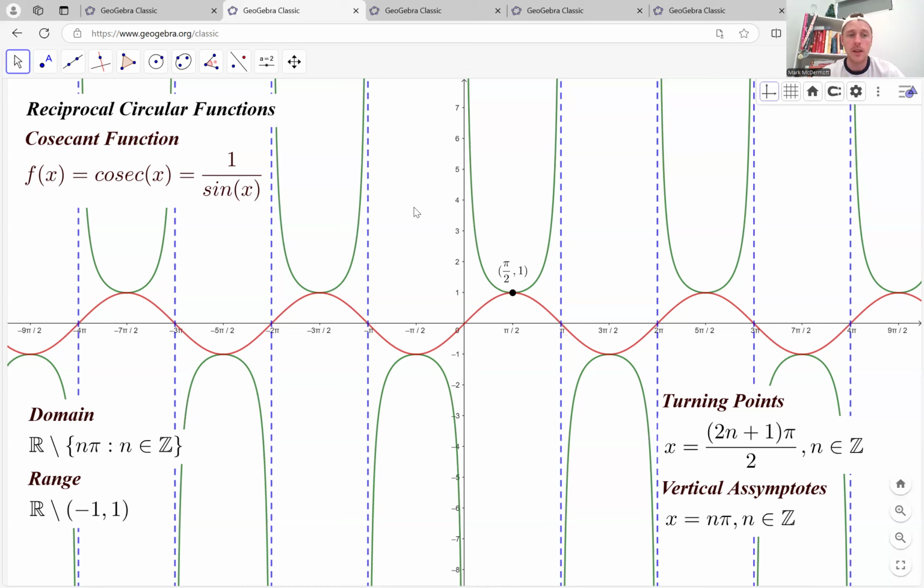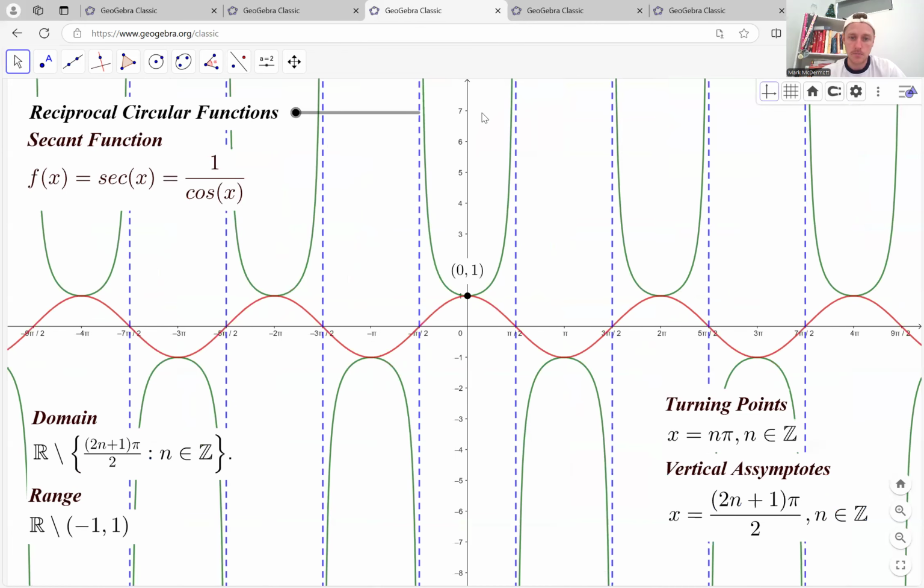If you can wrap your head around that, the secant function is very similar. So let's go and have a look at that. And this is what it looks like. This is the secant function. So in the same way that the cosecant function is defined as 1 on sine x, the secant function is defined as 1 over cos x.